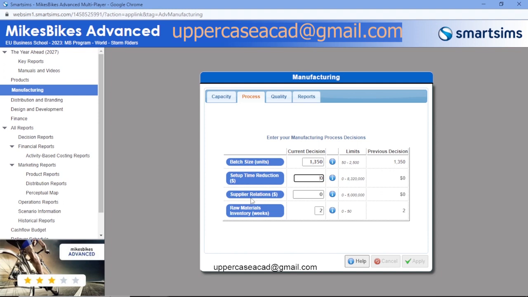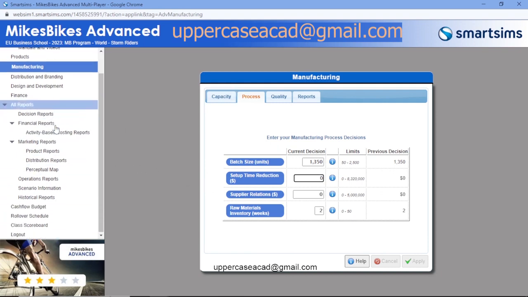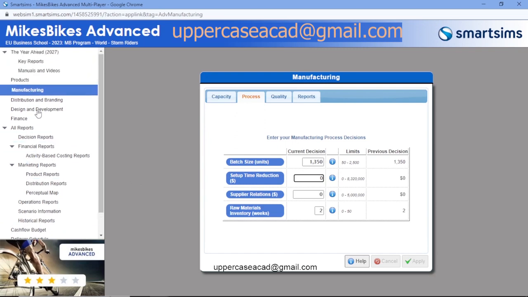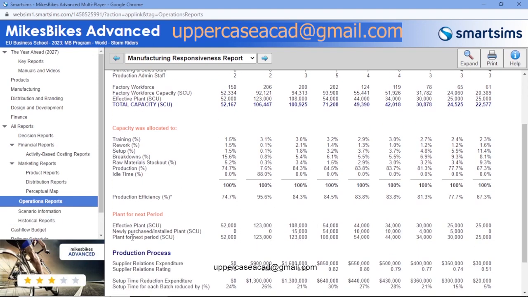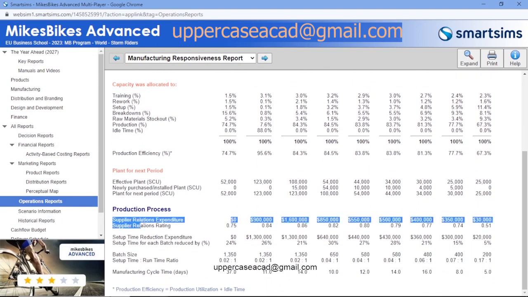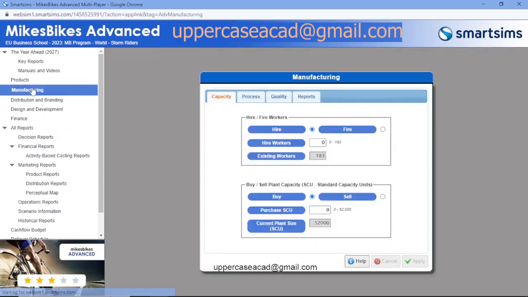Also, let's go to the operations. While making decisions in this part, just go into the operations report. Let me take you where it is. Check on the supply expenditure. You have the supply expenditure, and also the setup time here. Just look at your rating. Aim at increasing your rating, then maintain it at a certain level. Also, here we have the setup time for each product. So let's go back to our manufacturing.